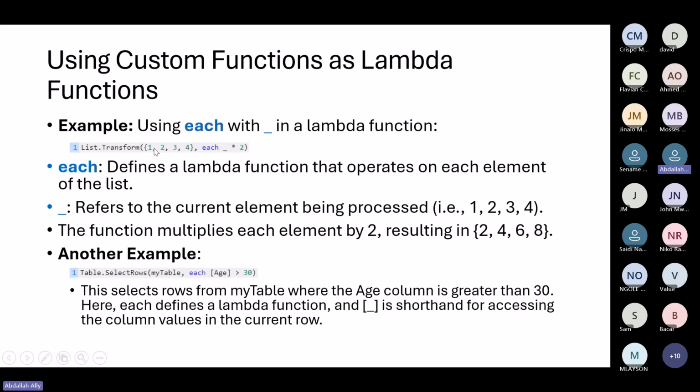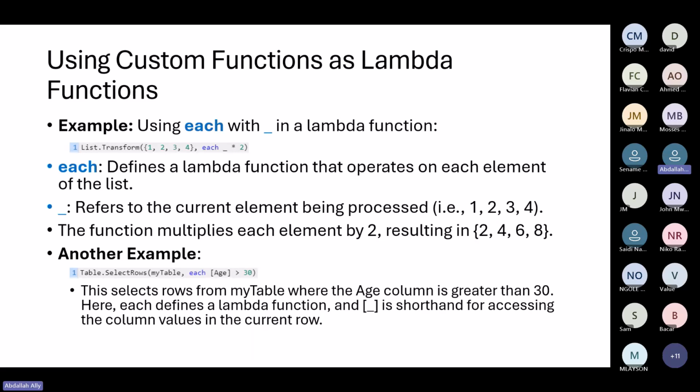So underscore here means the current item. You will start with 1, so underscore will be 1. Then you will multiply by 2. Then in the next iteration, underscore will be 2. So this is a simplification. We'll see the longer form of this.